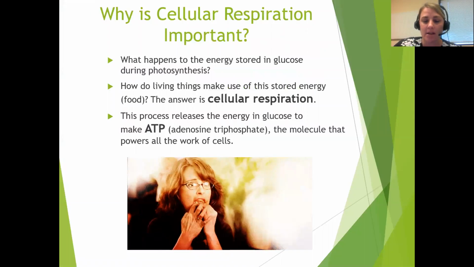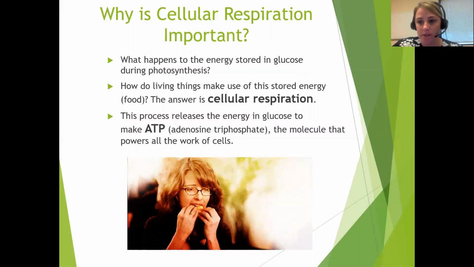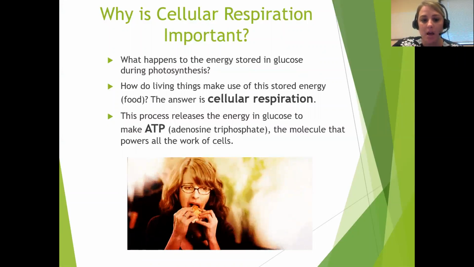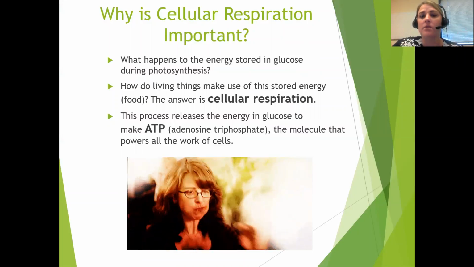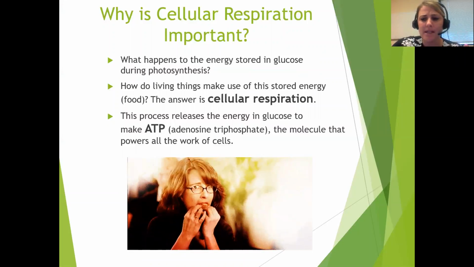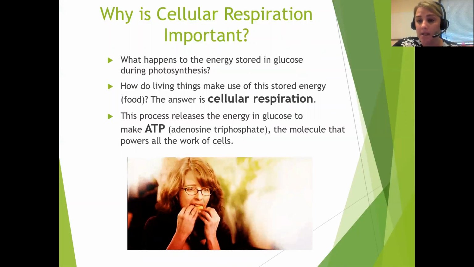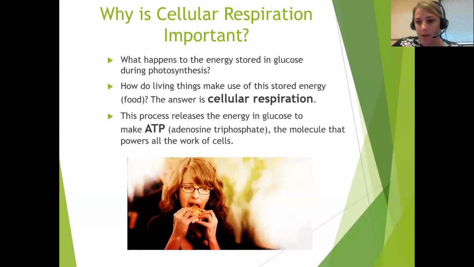So why is cellular respiration important? What happens to the energy that is stored in glucose during photosynthesis? What do plants and animals alike do with that energy that has been converted in photosynthesis? One misconception that people might have is that plants only go through photosynthesis. In fact, they're also going through cellular respiration.